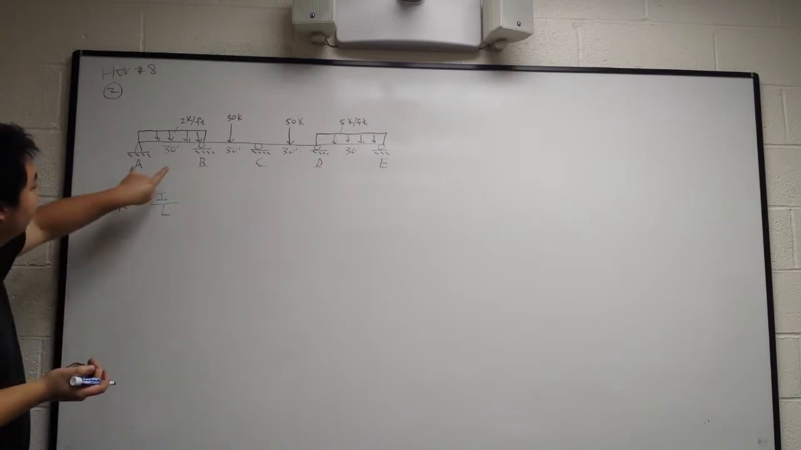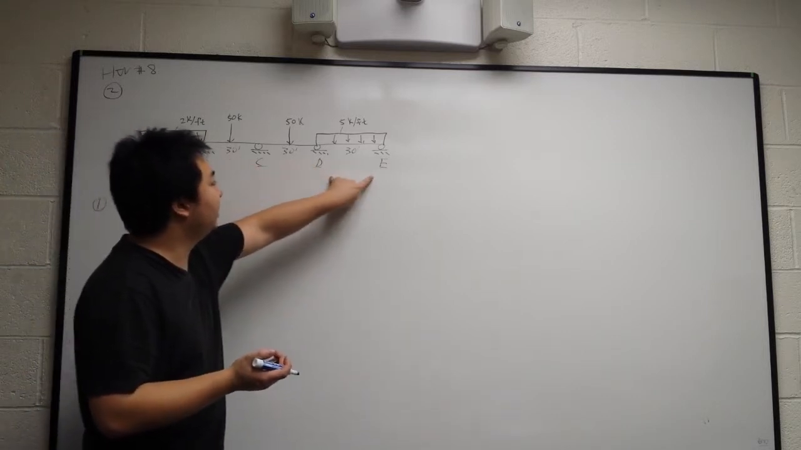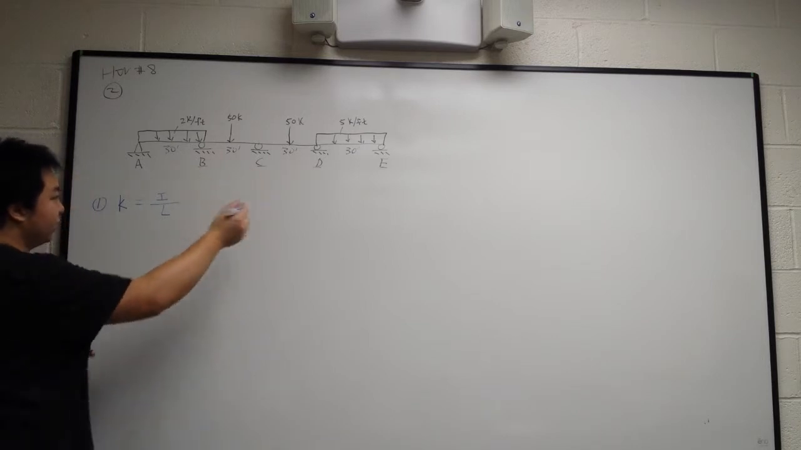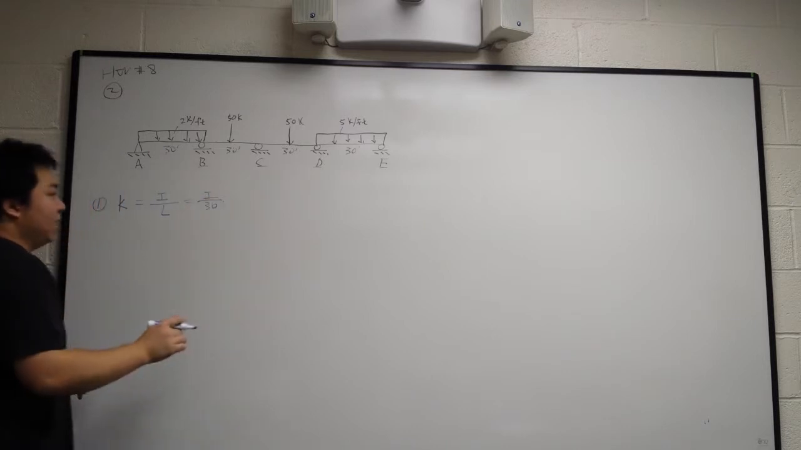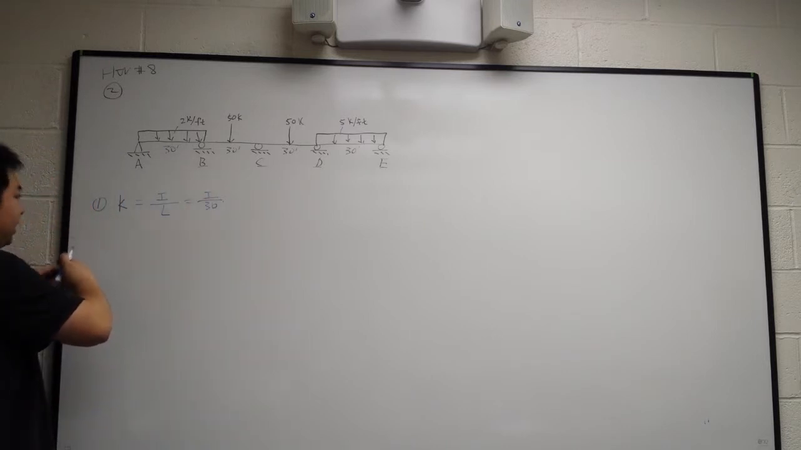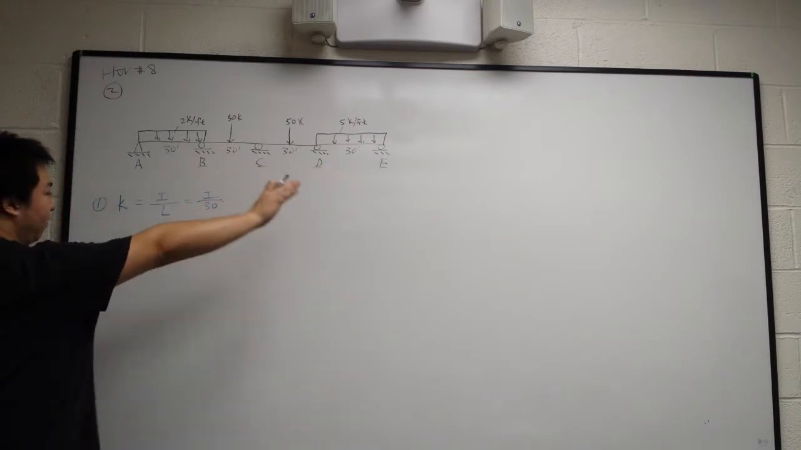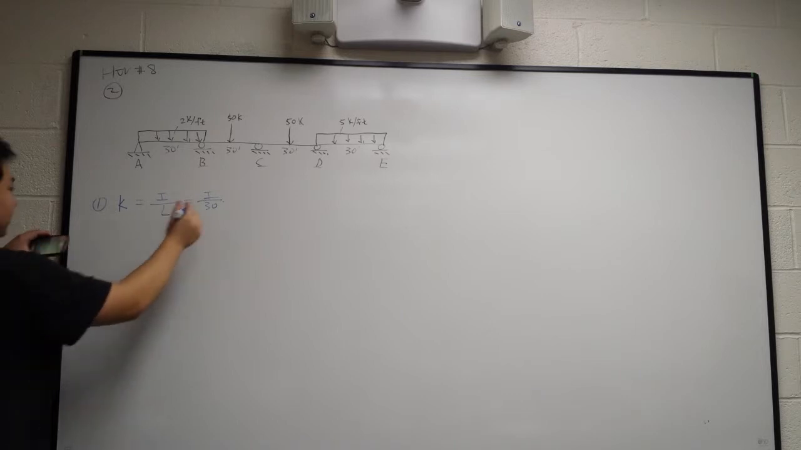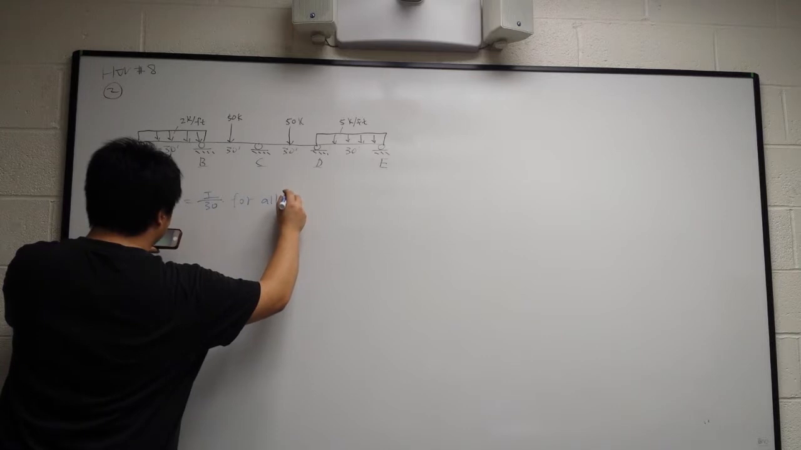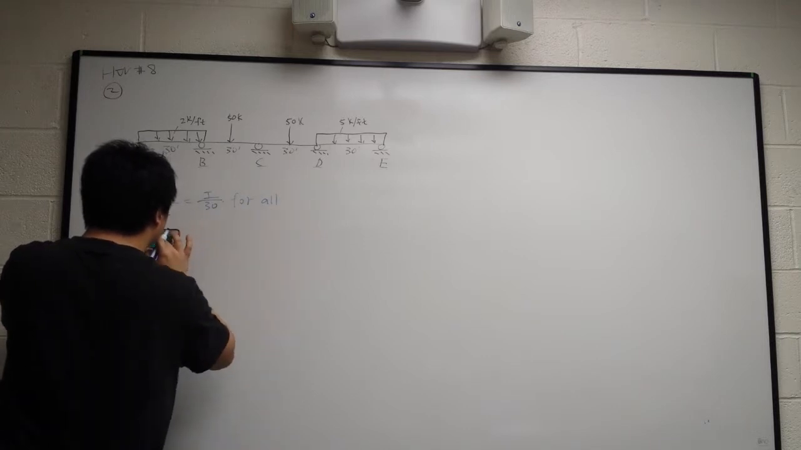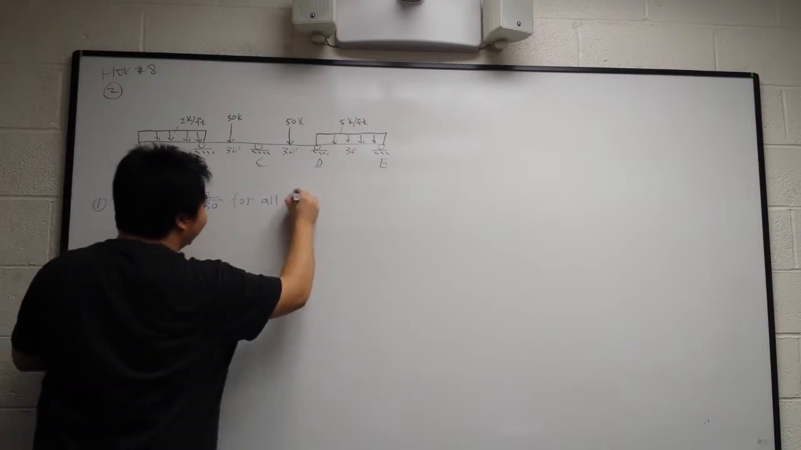In this case, AB is 30, BC is 30, CD is 30, and DE is 30. Everything is 30, so they are equal. So I over 30. Everything is the same, so K for all of them is the same. So you're gonna put it for all members, for all spans.